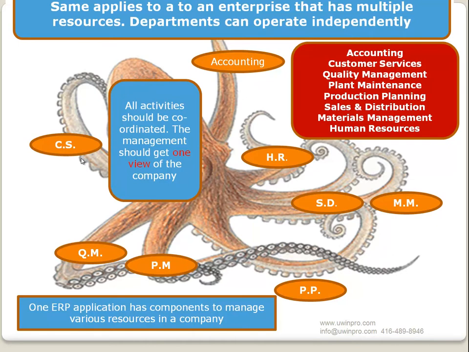So it's better that all activities of an organization are coordinated with each other, so that the management can get one view of the organization. To achieve this, I have to use one application to manage all these activities of an organization. That type of application which can manage all the activities of an organization, or almost all the activities of an organization, is called an ERP application.